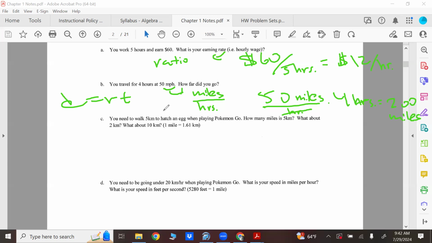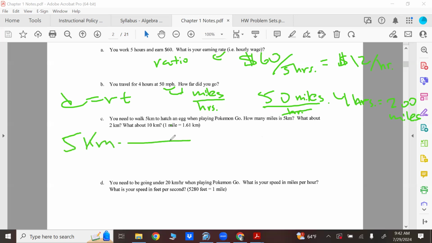But you need to walk 5 kilometers to hatch an egg when playing Pokemon Go. How many miles is 5 kilometers? What about 2 kilometers? What about 10 kilometers? Sometimes you might see people running a race, like a 5K race, how many miles is that, right? Because in this country we're special, right? We don't want to use kilometers. We think we're unique, so we have our own systems. We do miles, not like everyone else who does kilograms or other stuff. We use pounds, but regardless, 5 kilometers.